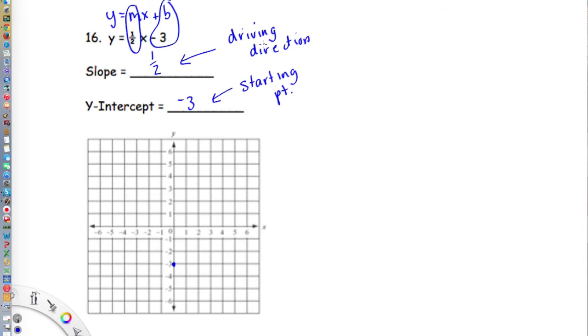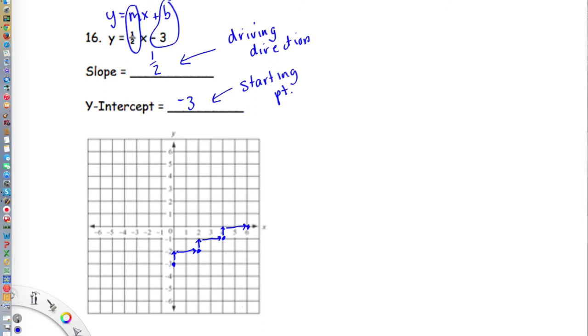Once you have a point on the line, it's just telling you go, my driving directions: my rise is 1, my run is 2. What does that mean? That means I go up 1 block and then I go 2 blocks to the right, which leads me to that point right there. And I can just continue going: up 1 block and 2 blocks to the right. That's my next point right there. Go up 1 block, 2 blocks to the right.